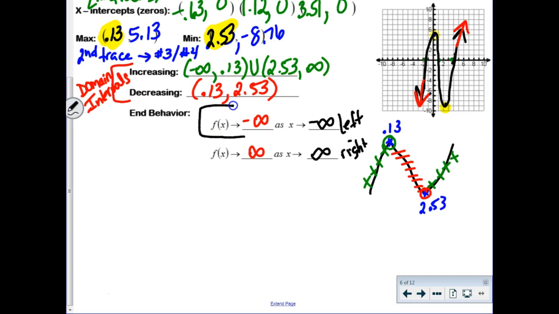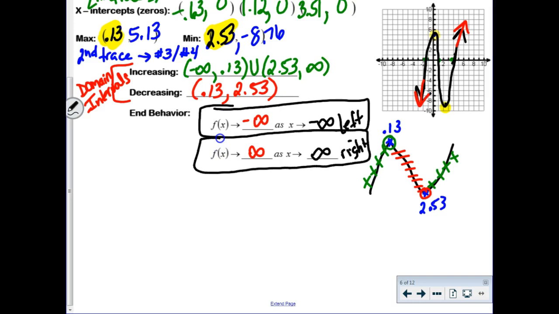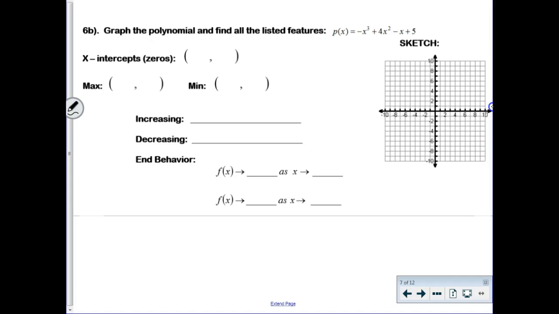So you are responsible for almost the entirety of your end behavior template this time. I took away that one little step at the end. You're going to have to figure that out. All right? Those are nasty questions. The good news is there's only one of them on the test, so make it count. There's another one for you to practice.